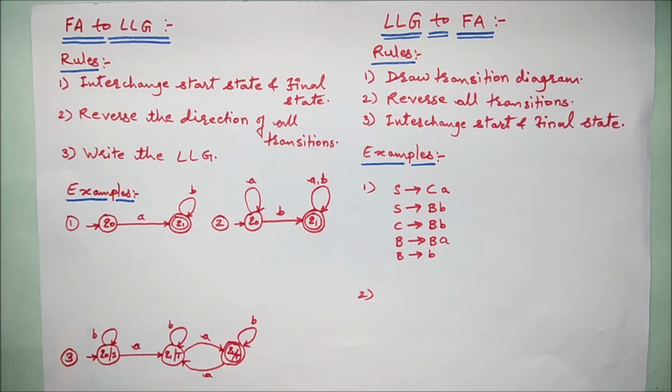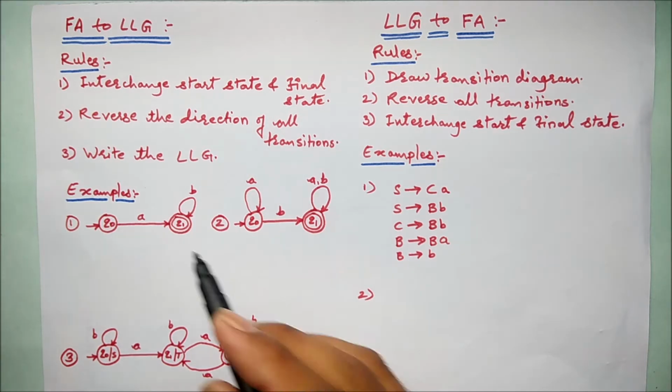In this session, we are going to discuss how to convert a given finite automata into a left linear grammar, that is LLG. And also we can convert a left linear grammar into a finite automata. So one by one we are going to discuss in this session. First of all, let's go with conversion of FA to LLG.